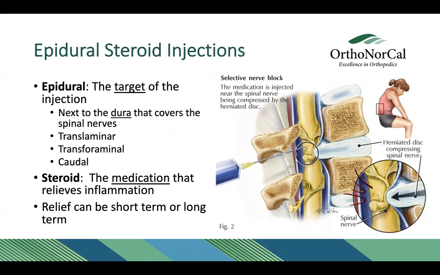So the steroid is a medication that relieves inflammation. Relief from epidurals can be short-term or long-term. The example shown in the picture here is that of a herniated disc that inflames the nerve. And so the space for the nerve becomes even less than required because the nerve swells. That's part of inflammation, is swelling. So when the steroid is on that, you don't change the space available for the nerve.